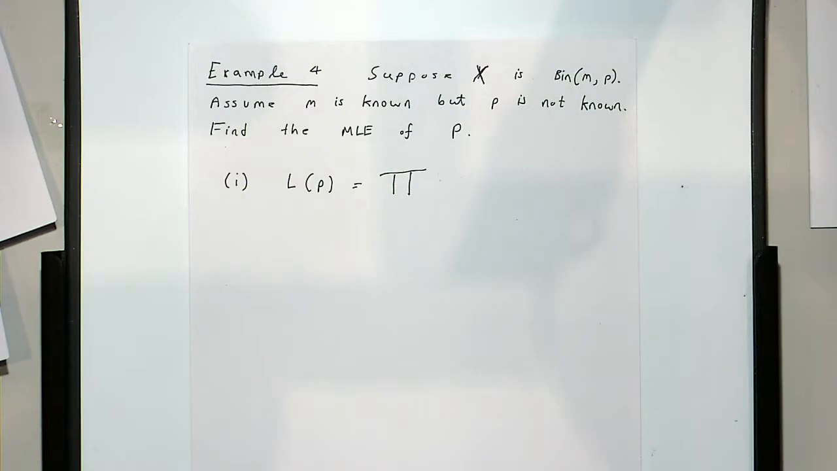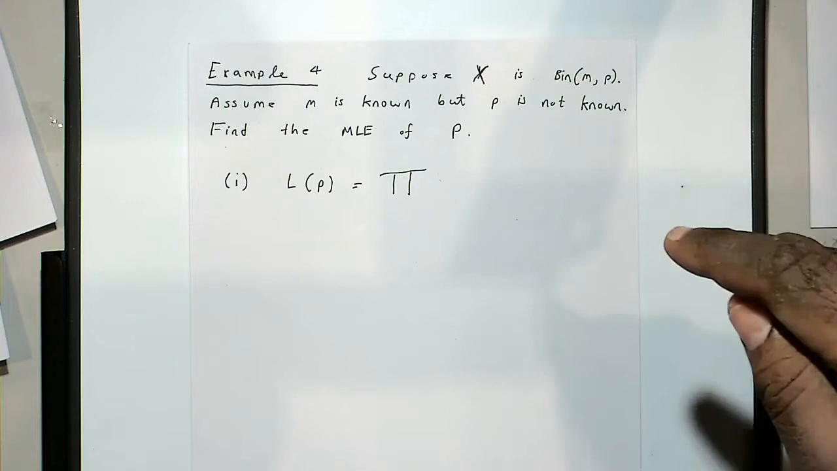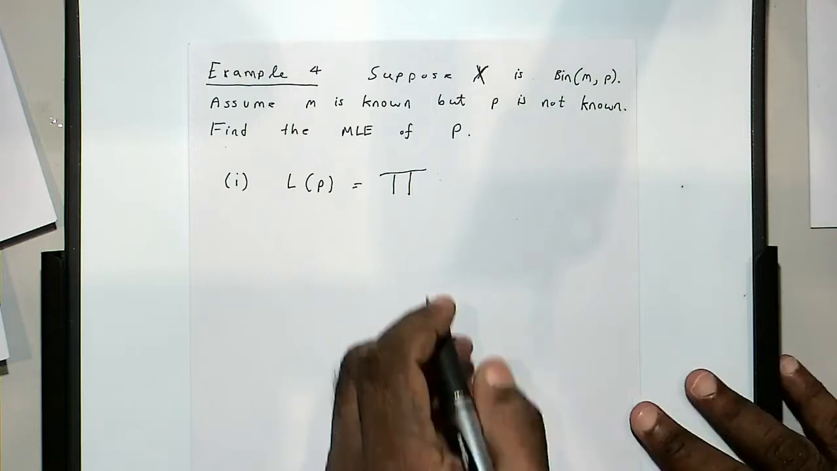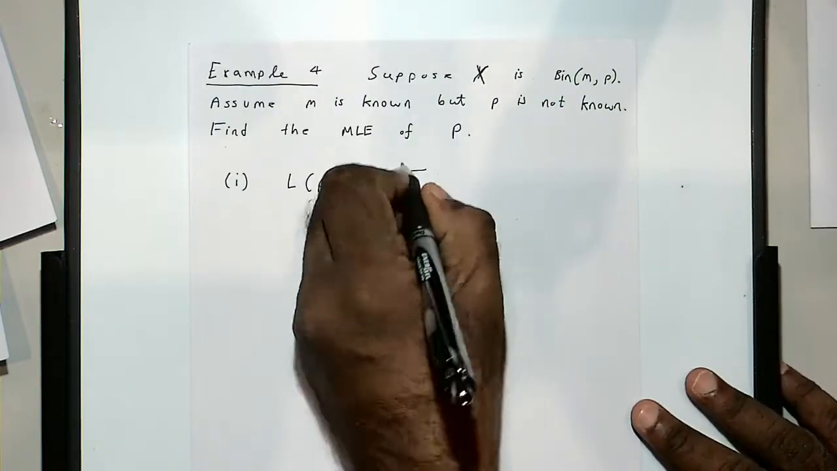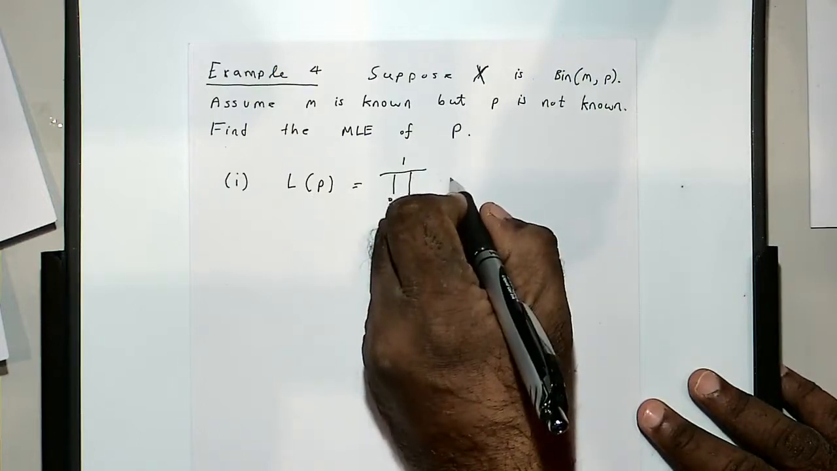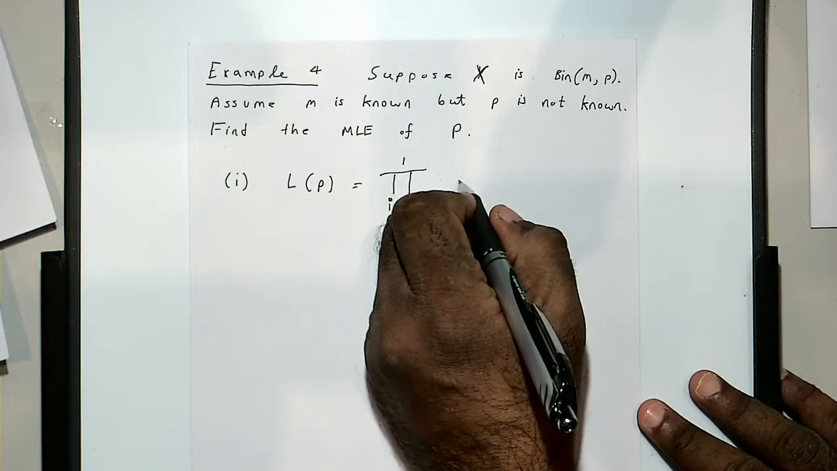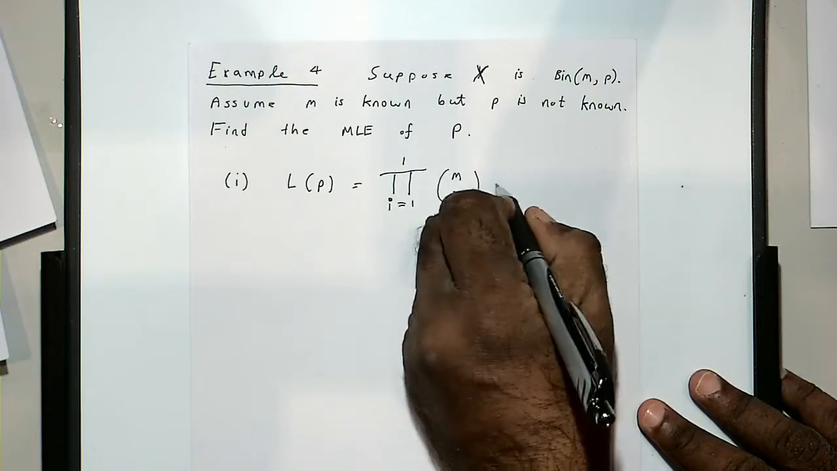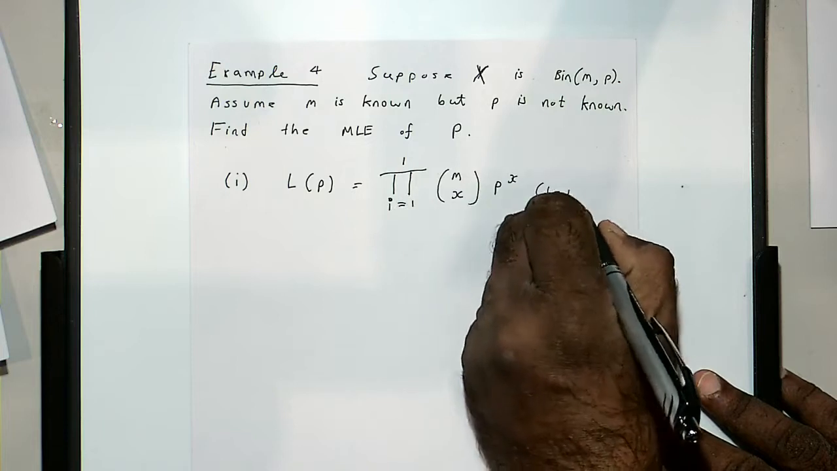This is the procedure. Remember, the first step is to write down the likelihood function, which is the product of the PMF from i from 1 to n, where n is the sample size. Now, in this example, the sample size is 1, because you only have one data point. So this would be i from 1 to 1 of the PMF of the binomial, which is m choose x, p to the power x, 1 minus p to the power m minus x.